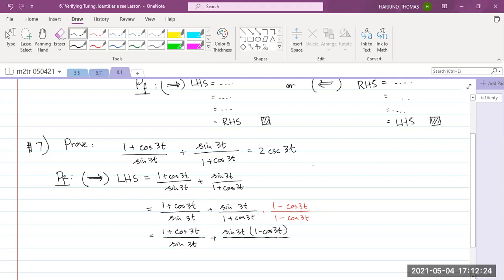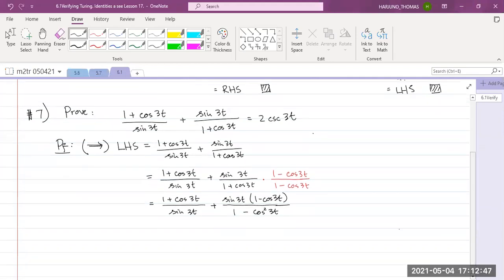I usually don't distribute that right away, but if you want to, go ahead. I usually don't. Over the difference of squares. That's the purpose of multiplying by the conjugate, so that we can take advantage of difference of squares. There will be 1 squared, which is 1 minus cosine squared 3t. But 1 minus cosine squared 3t is sine squared 3t.